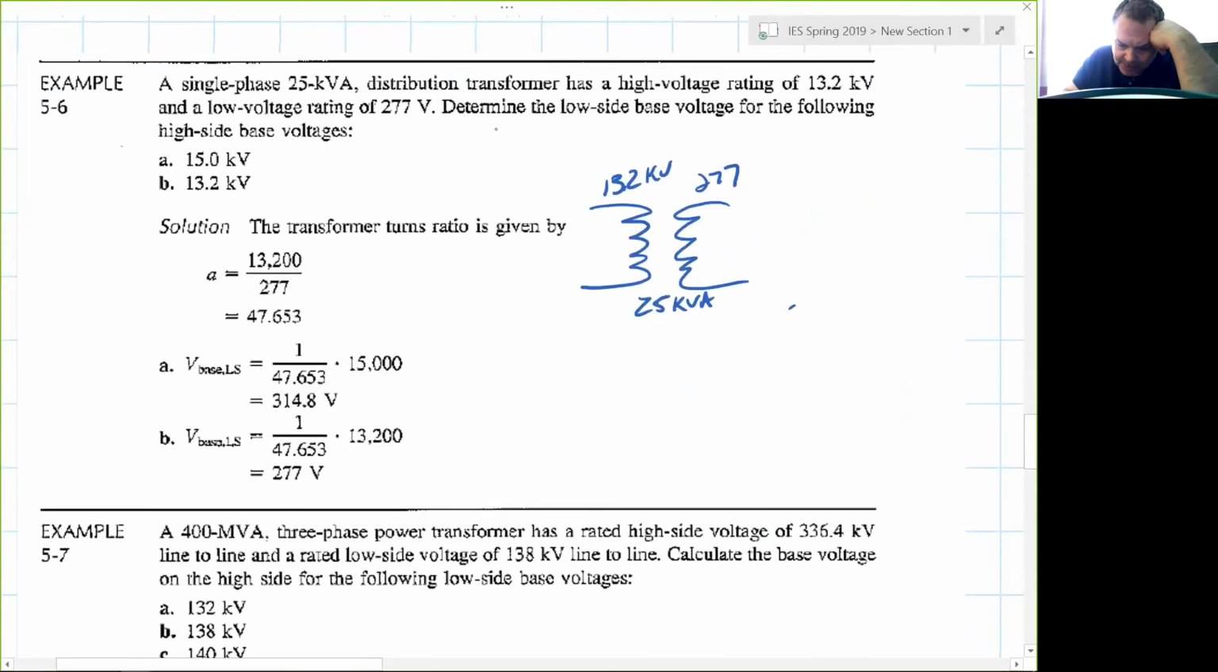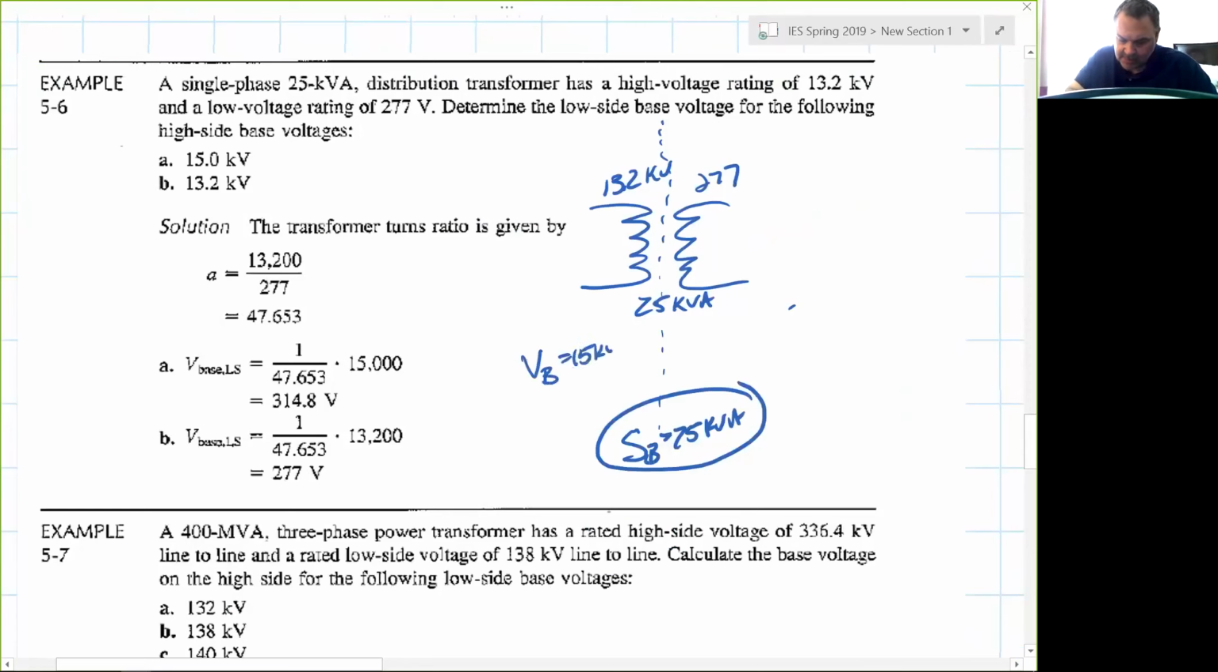Okay? Then it says determine the low side base voltage for the following high side voltages. So what I said before is, if I was going to do this in per unit, I'd say, well, I've got one transformer, so let's just make S base equal to 25 kVA. I don't know if I need that yet or not. But then they tell us over here, make this V base equal to 15 kV. So when you have base voltages that are different than the ratings of the transformer, you have to use the turns ratio to establish the base in the low voltage region.